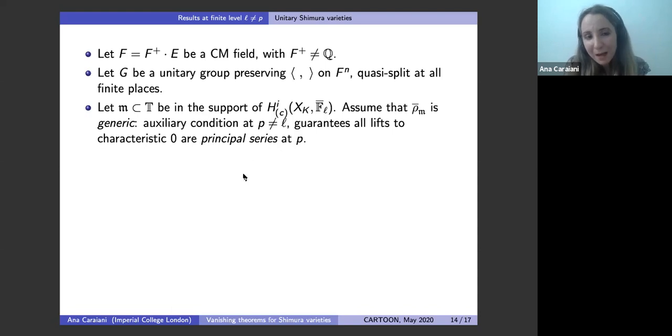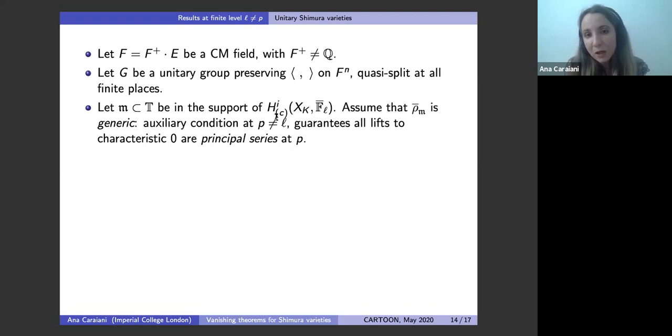And so because of that, if you really want to prove this kind of vanishing result, you have to put some non-degeneracy assumption on M. And in the conjecture I stated, it was this kind of global thing: the associated global Galois representation is absolutely irreducible. For the theorem that I'm going to talk about, it's going to be a local condition, and it's a genericity condition at an auxiliary prime P that is different from L.